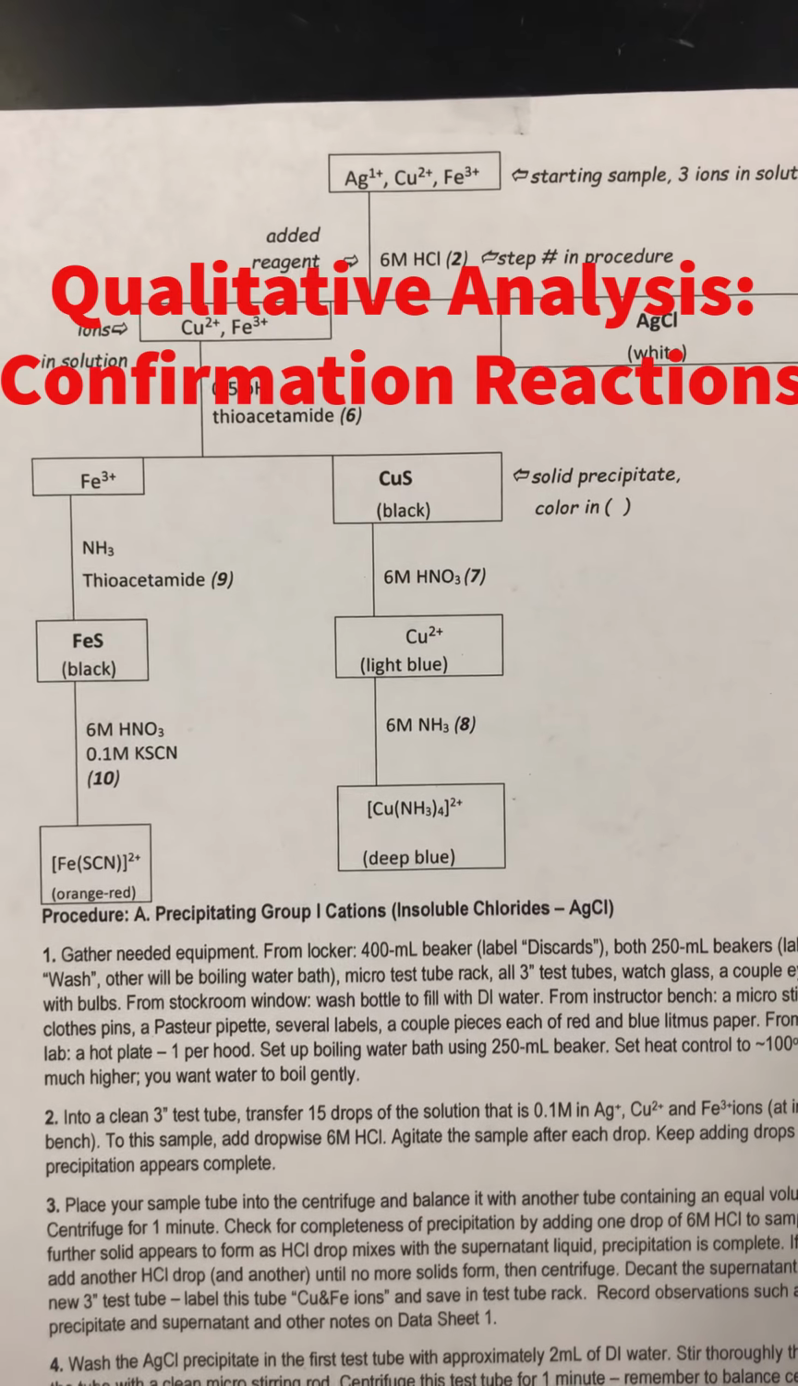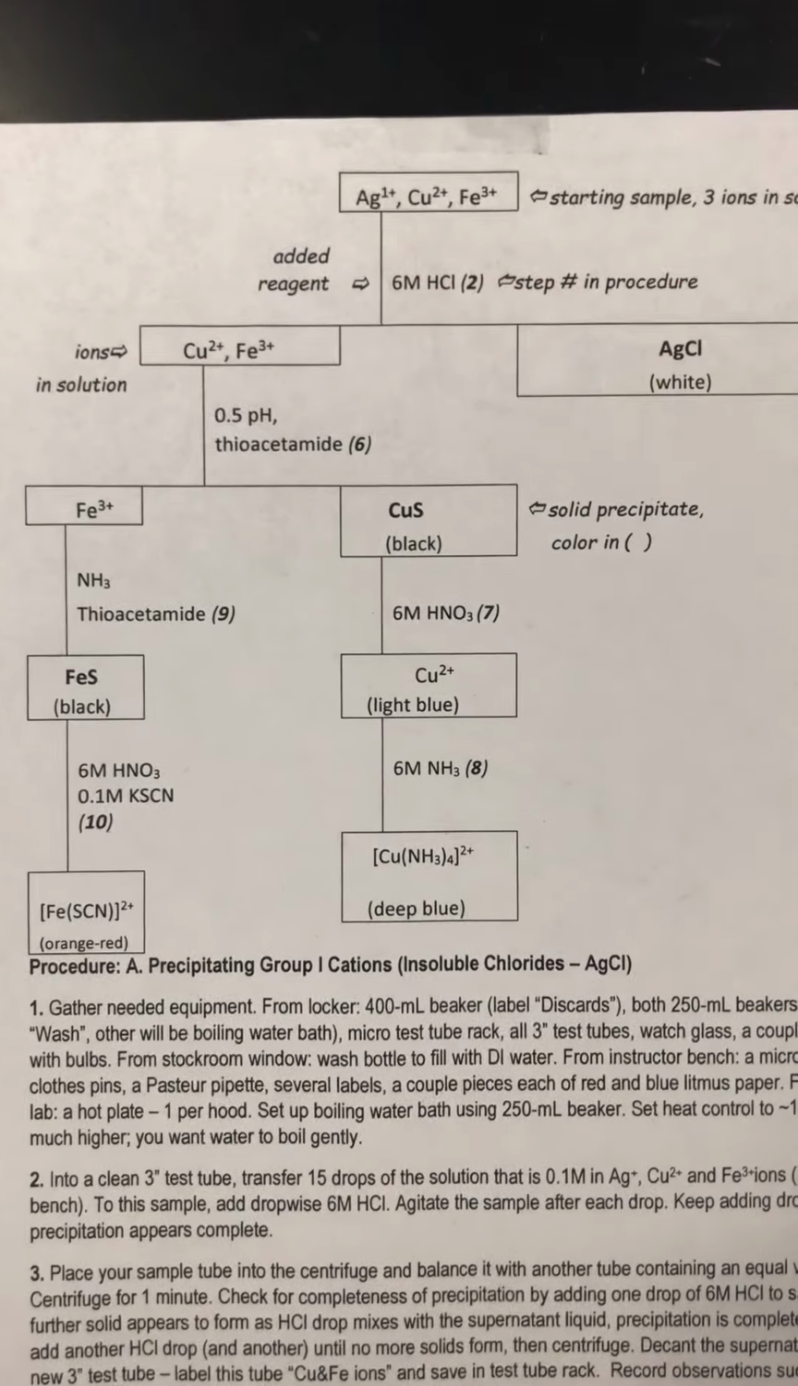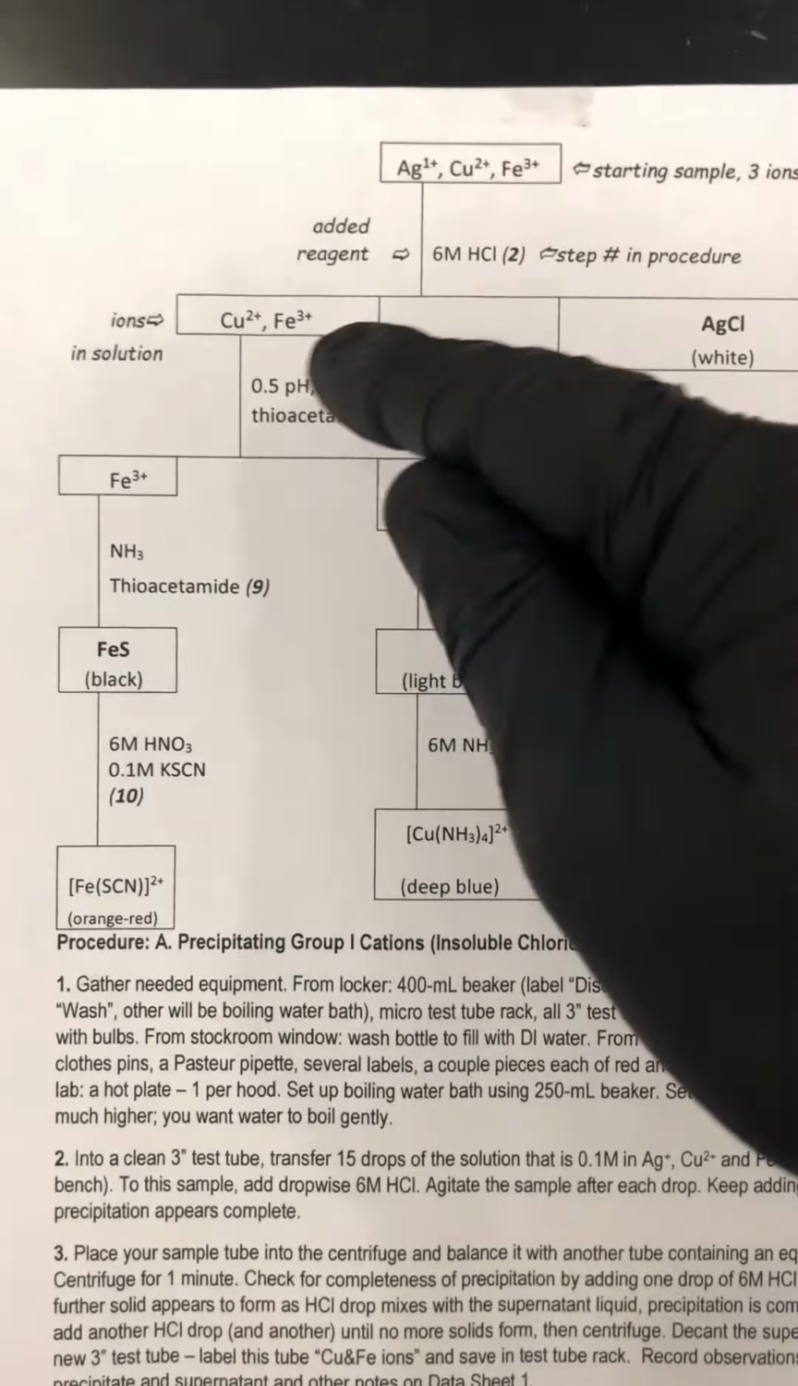Okay, students, we're back here on the flow chart. I want to mention something. At this point, what we have done is, using the thioacetamide at acidic pH, we have separated the copper 2 from the iron 3 ions by precipitating copper 2 ions in the form of copper 2 sulfide.